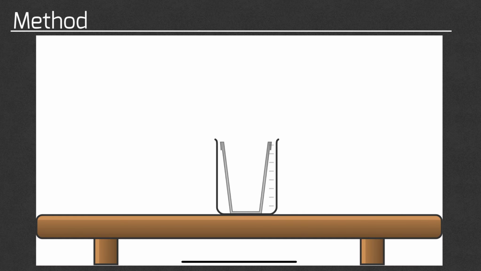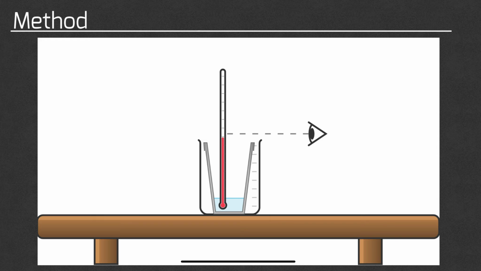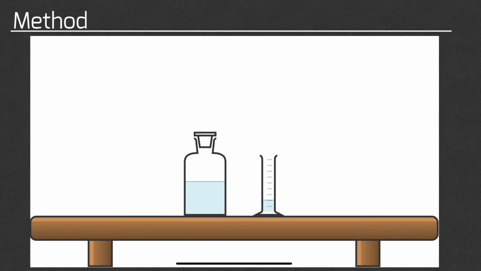You would set up this practical by standing a polystyrene cup inside a beaker. The first step is to measure 30 centimetres cubed of hydrochloric acid using a measuring cylinder and put it into the polystyrene cup. You would then use a thermometer to measure the temperature of the hydrochloric acid, recording the result. You would then measure 5 centimetres cubed of sodium hydroxide using a measuring cylinder.